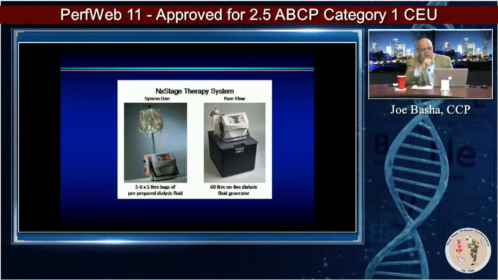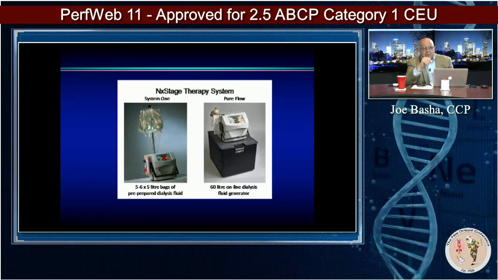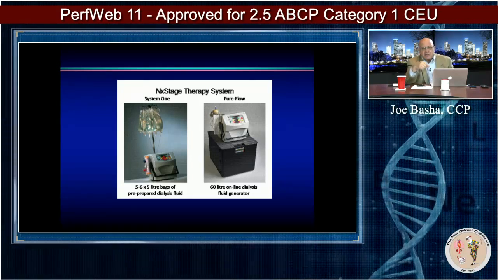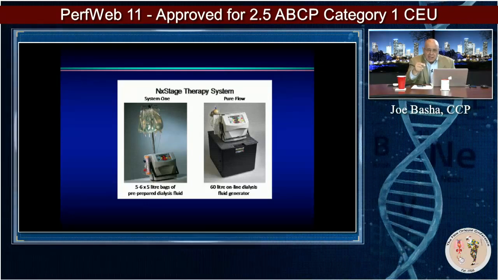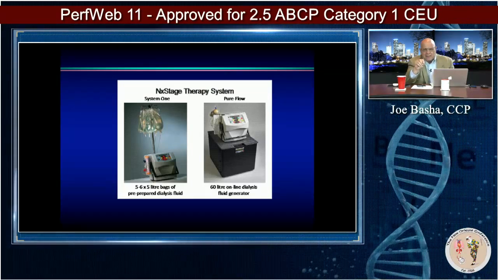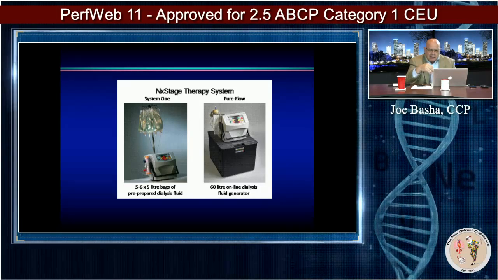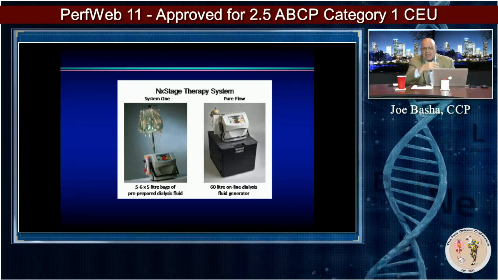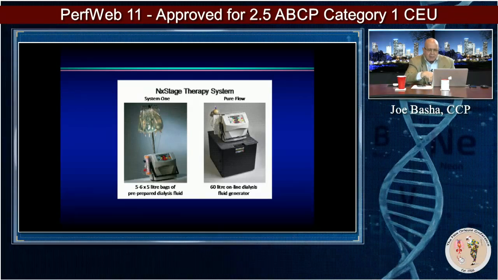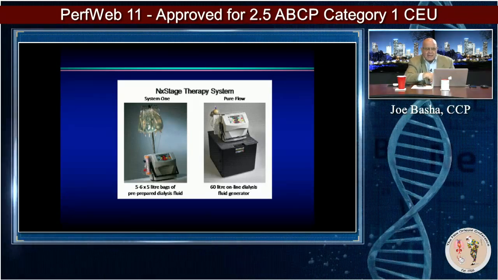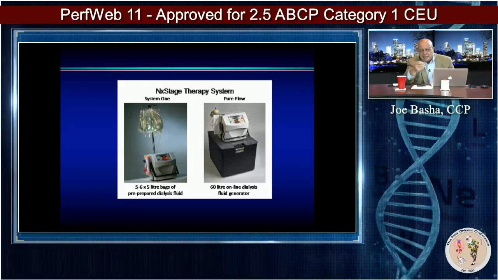The other thing, too, is that the NextStage machine, I will say, does not integrate into the ECMO as easily. It can be done, but it takes a little finagling. The Baxter Gambro Prismaflex machine does integrate in much more easily. And in that regard, I do think that it, at this point, is the better machine.